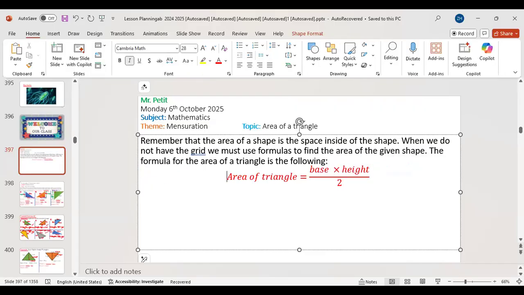Chardonnay, are you there? Yes, sir. You can remember the formula. I know it's base times height. I didn't remember to divide. Yeah, so you have to divide.